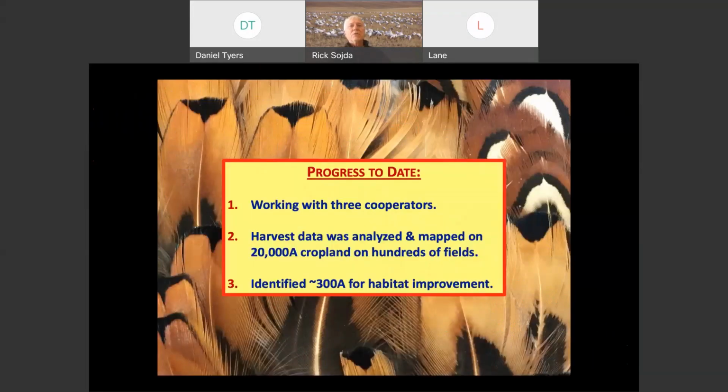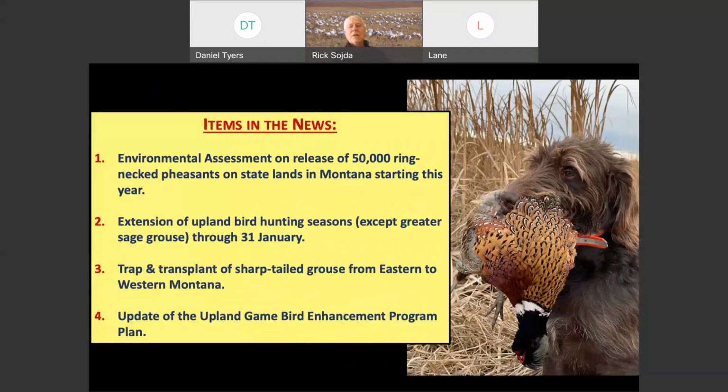So far, I've worked with 3 cooperators. I've done harvest data and analyzed maps on about 20,000 acres of cropland on hundreds of fields, and identified about 300 acres for habitat improvement. And they're in the process of working with NRCS and Pheasants Forever and Fish, Wildlife, and Parks to do those habitat improvements. Okay, that's what I had to say about precision ag.